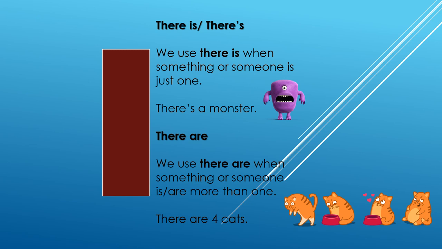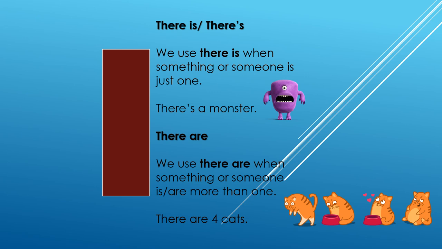Now that you already know about nouns, the plural or singular forms and how to use them, and about countable and uncountable nouns, today we will do a lot of work on there is and there are. There is can also be contracted, meaning it can be shortened, okay? It can be shortened and read this way. There's. So there is can also be read or written as there's.